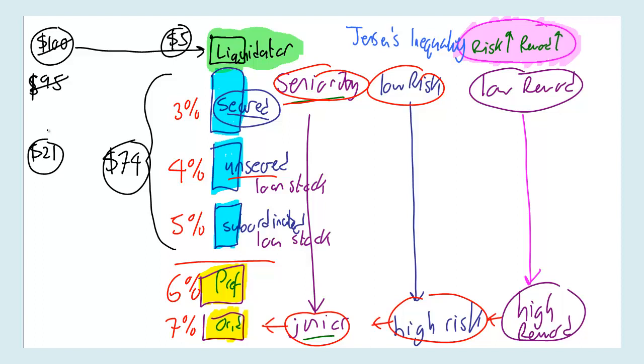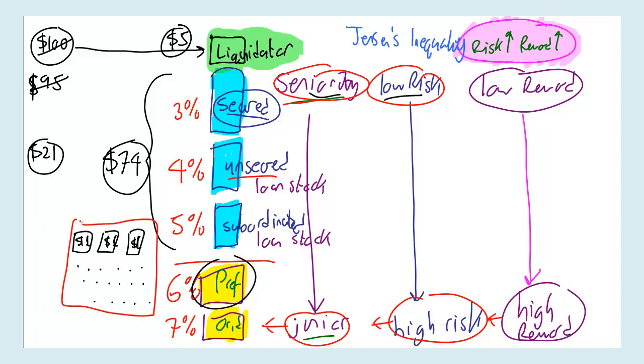Now, who gets paid next? Well, we can see low risk, seniority. It's got to be the preference shareholders. And let's say there are 20 preference shares, all with a face value of $1. I won't draw all 20. Let me just draw 3, and we'll imagine the other 17. Let's imagine there are 20 preference shares with a face value of $1 each.